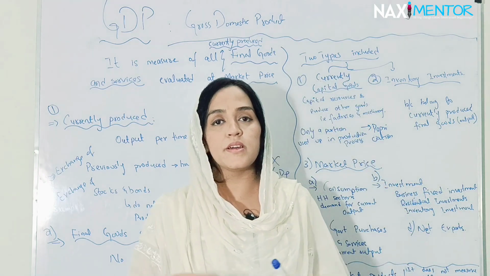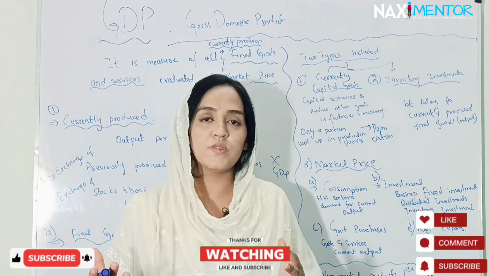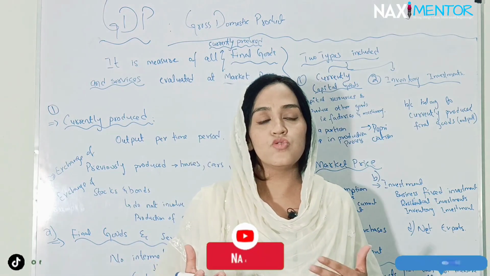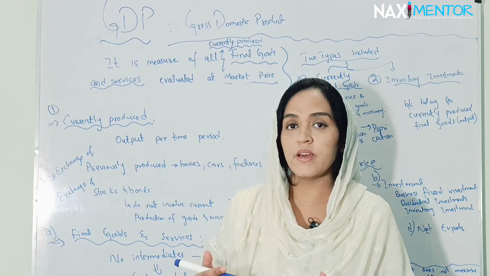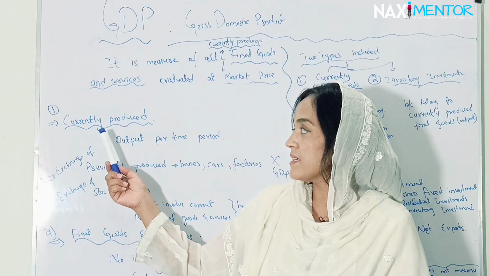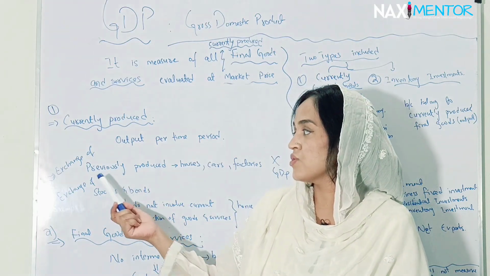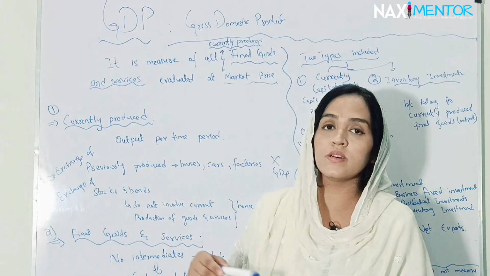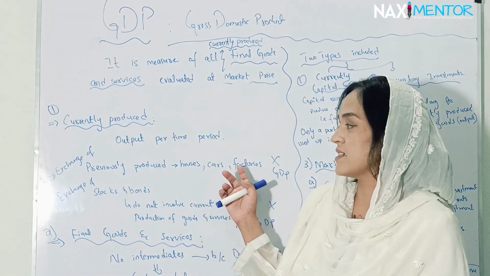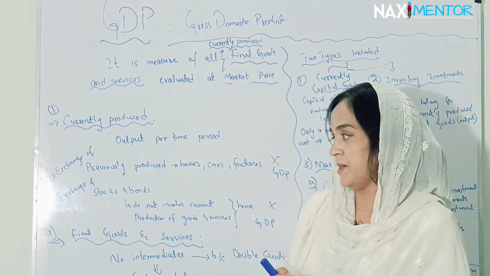Normally the time period is fiscal year and it varies between different countries. In countries like Pakistan, it is from June, July to next June, July, one fiscal year. As only currently produced goods can be counted in GDP, so exchange of previously produced goods or services like houses, cars, factories, etc. are not part of GDP. We will not be counting them in GDP.